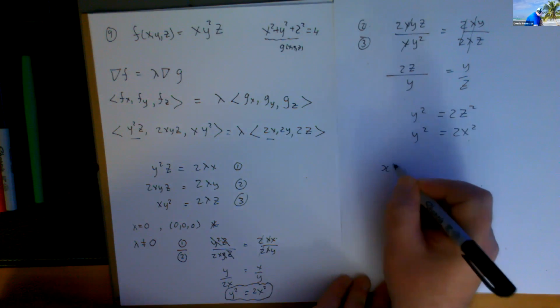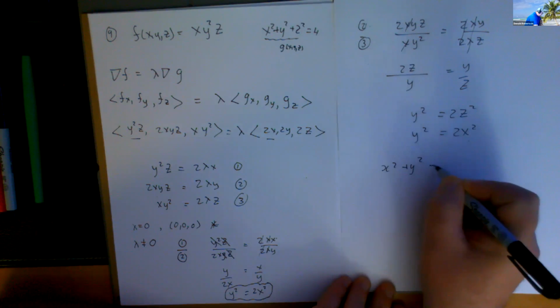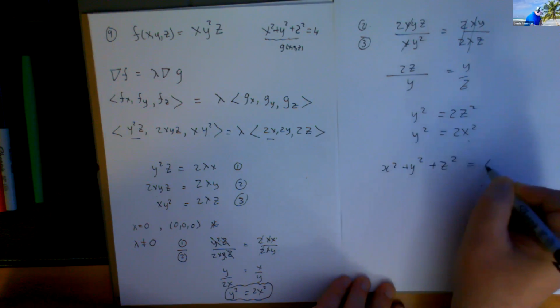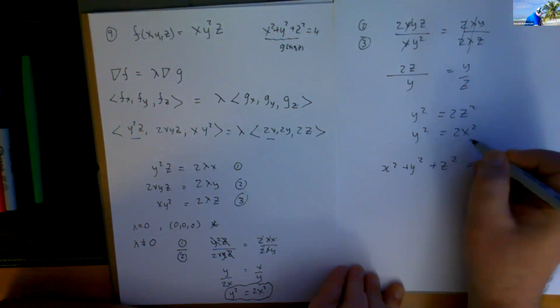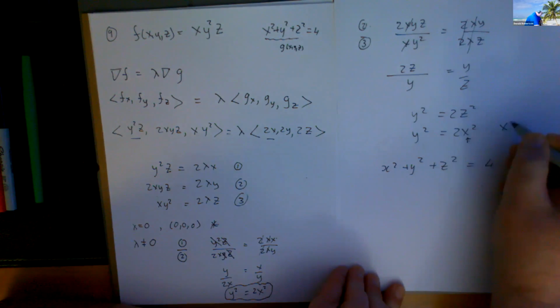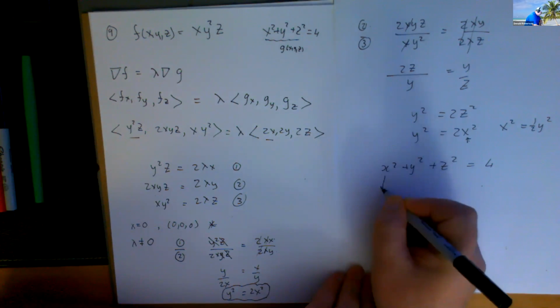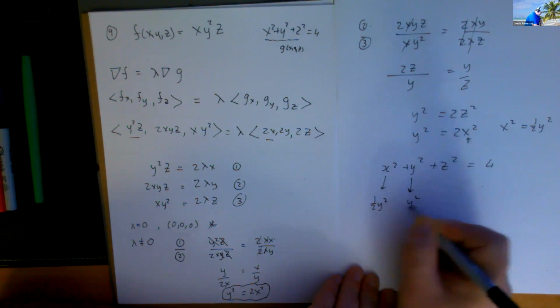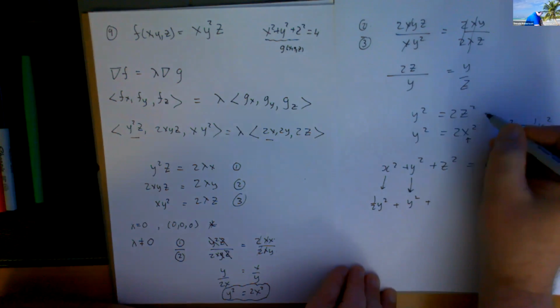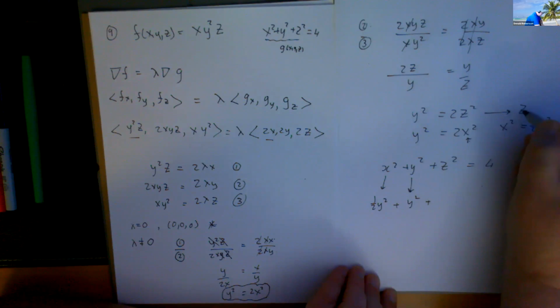We have x squared plus y squared plus z squared equals 4. Now, if I rearrange this, isn't that the same as saying x squared is a half y squared? So this becomes a half y squared. Doesn't y squared stay as y squared? And if I rearrange this, can't I say that z squared is a half y squared?